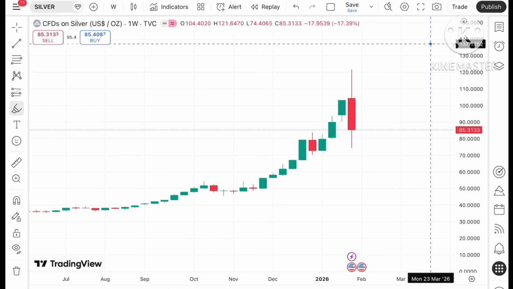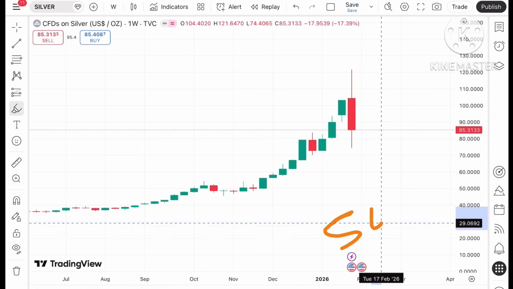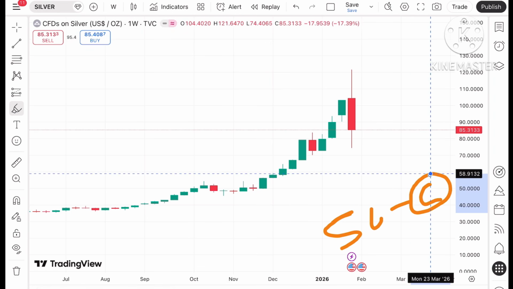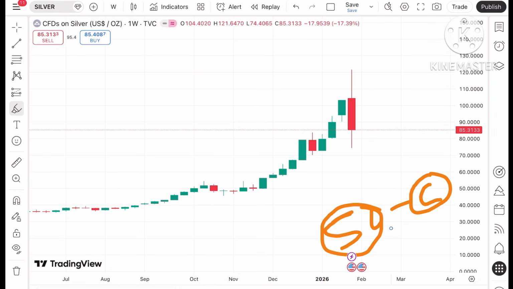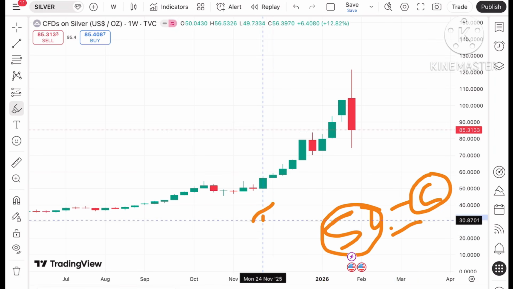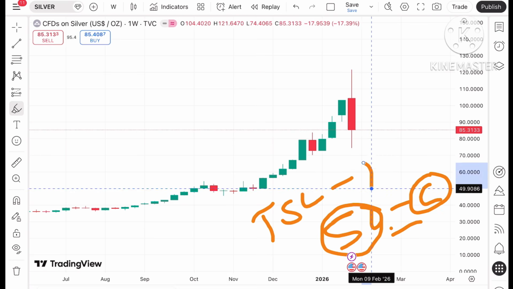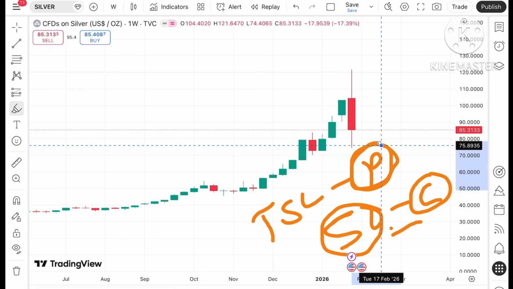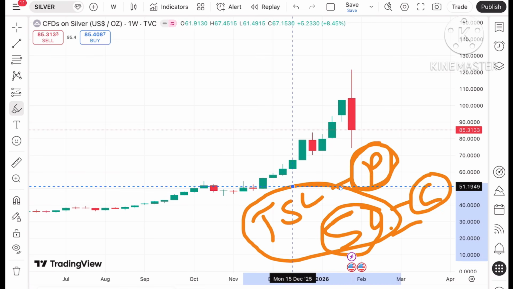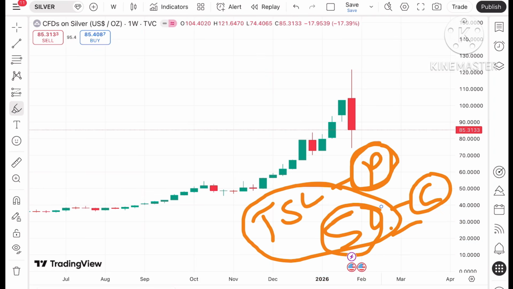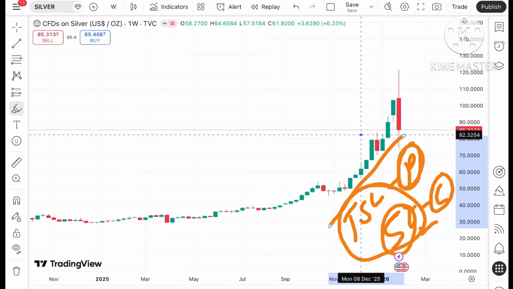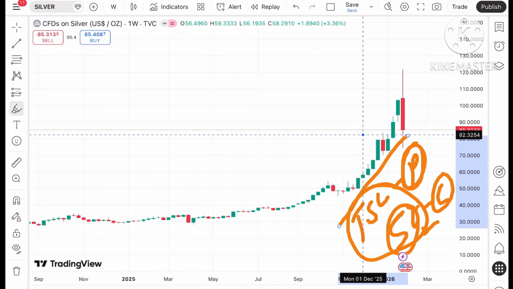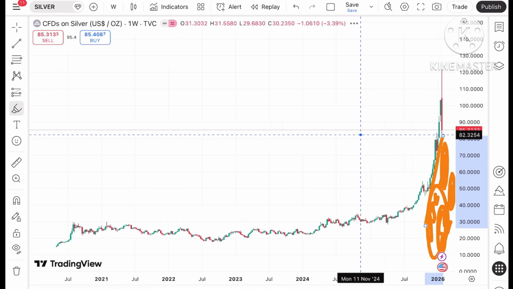If you are going for a short view, you have to put your SL to save the capital. If you are not doing this, please don't trade. Once you are in profit, trail your SL so that your profit will be saved. If you are not doing these two things, please don't trade, because the market is very uncertain. And for a longer view, we can see that there is always a rise in the price of silver and gold.